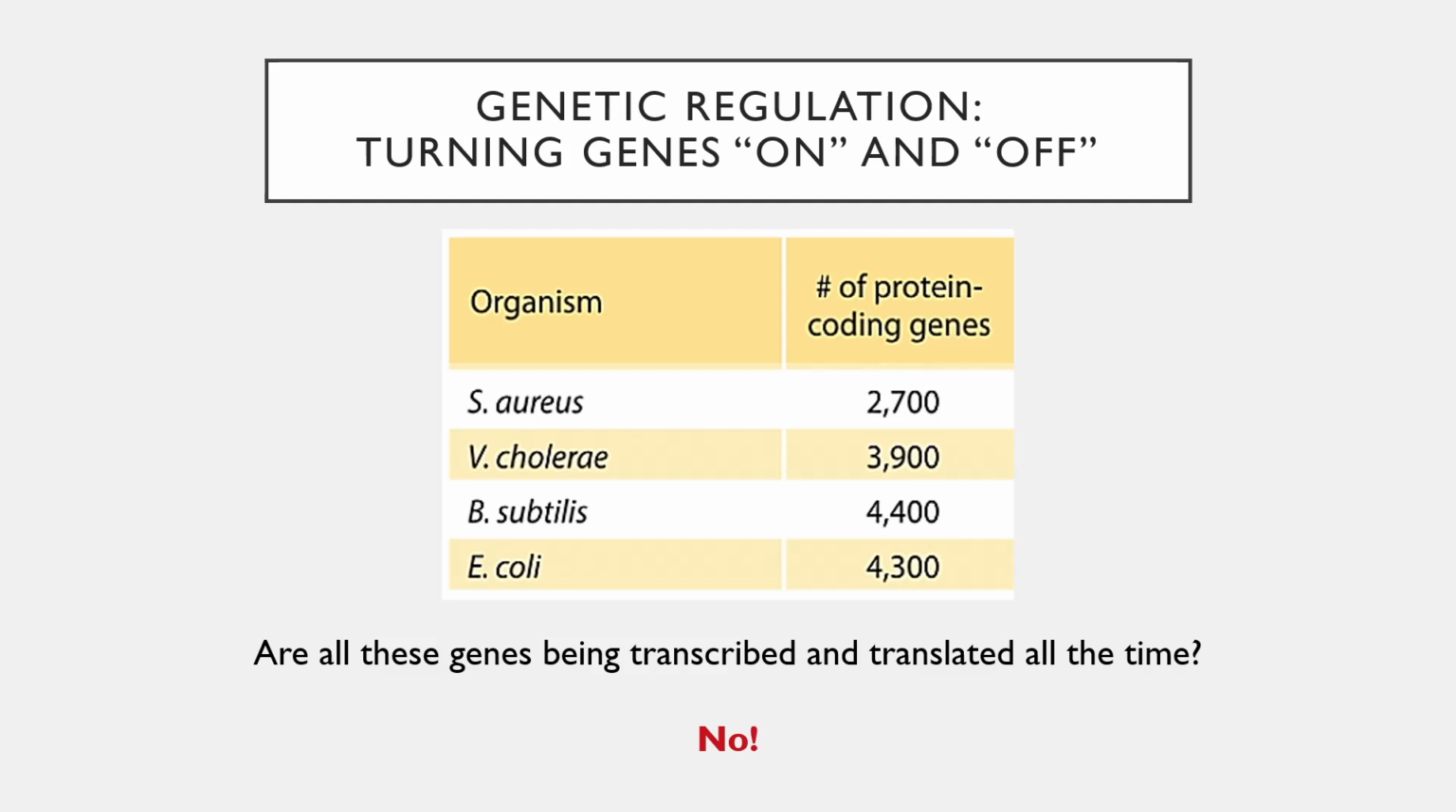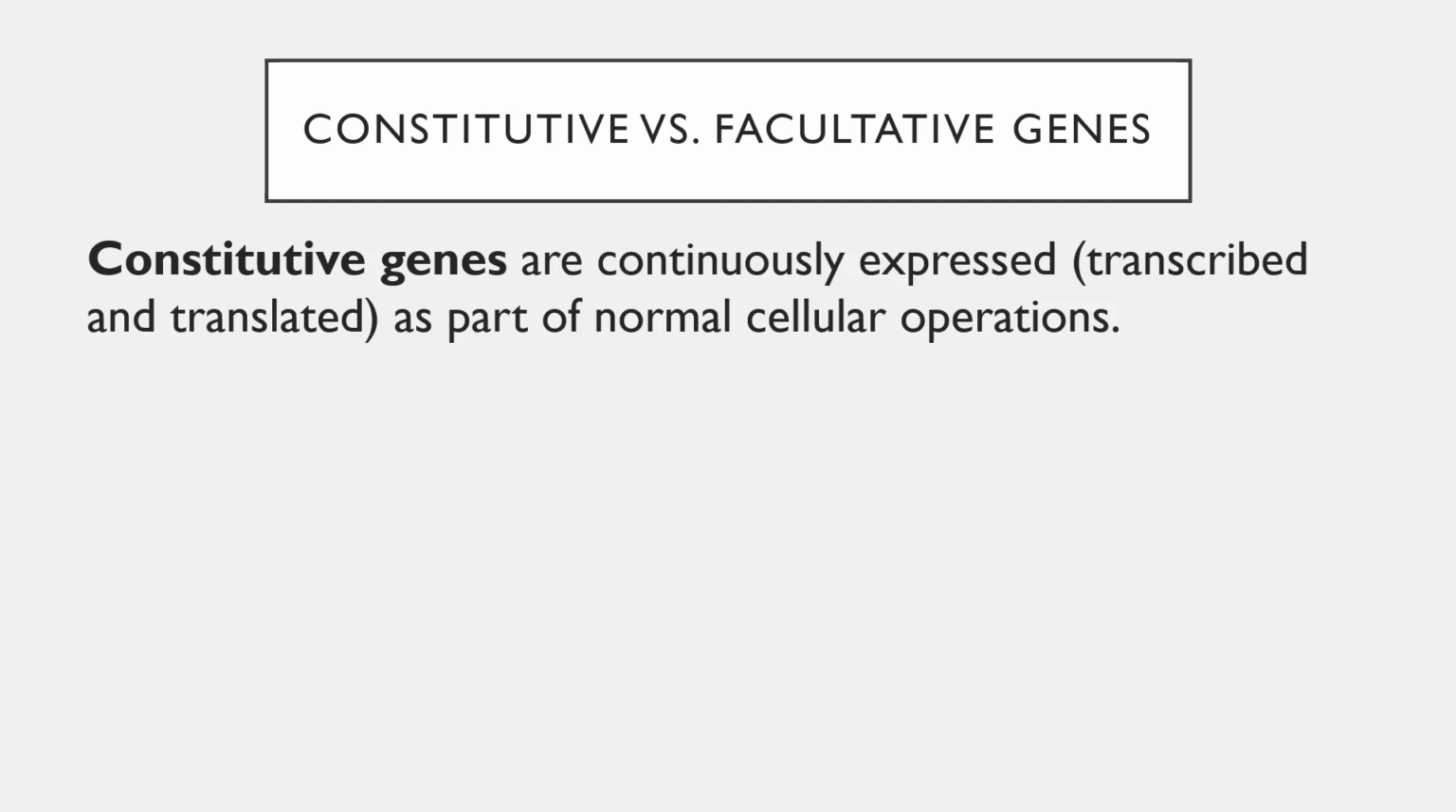There are some genes that are necessary to be continuously transcribed and translated for the cell to survive. And these are called constitutive genes. So constitutive genes are continuously expressed as part of normal cellular operations. These genes encode essential proteins that are being continuously transcribed and translated because they are needed all of the time.